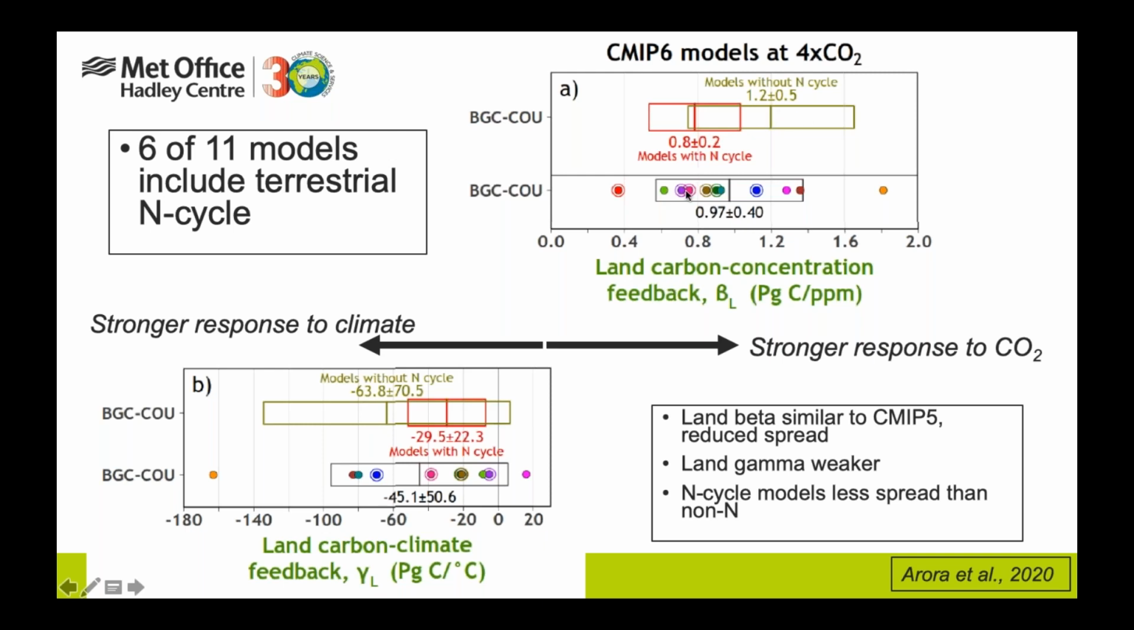And the same is true for the response to climate. So for the gamma term down here to the left, again, you see quite a spread across models, these individual points. But the nitrogen models have a weaker response to climate. This time, a stronger response is to the left, it's a negative term. And the models without a nitrogen cycle tend to have a stronger response and a greater spread. So the inclusion of a nitrogen cycle has actually condensed the models' behavior.